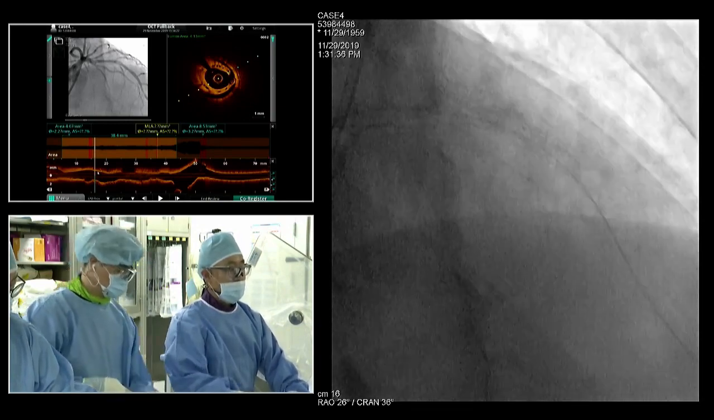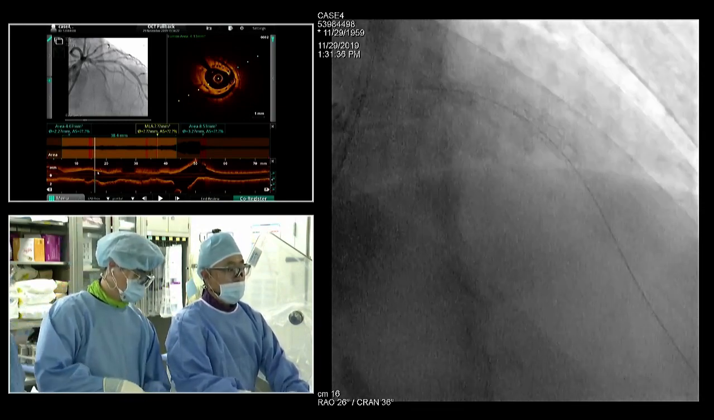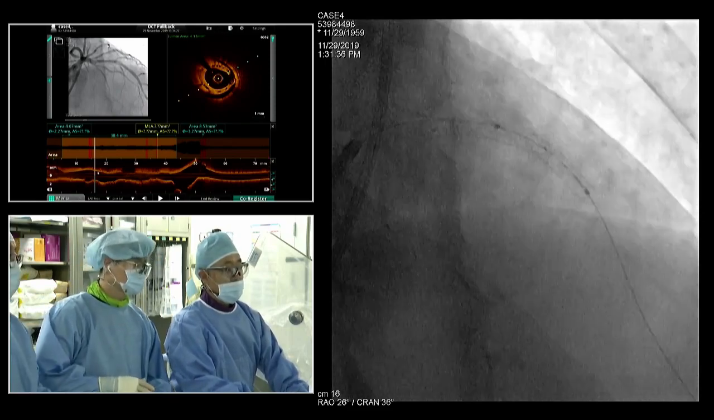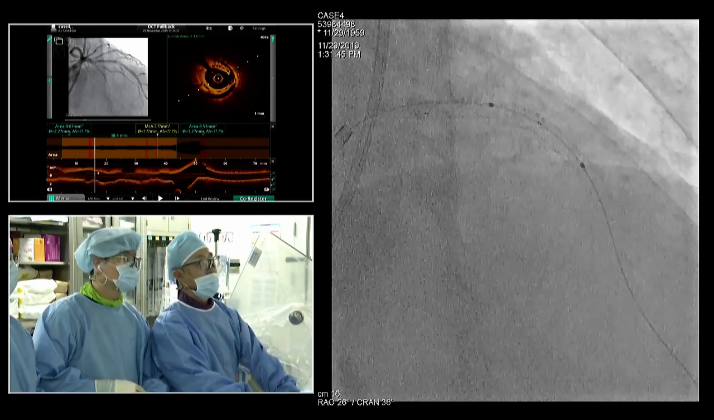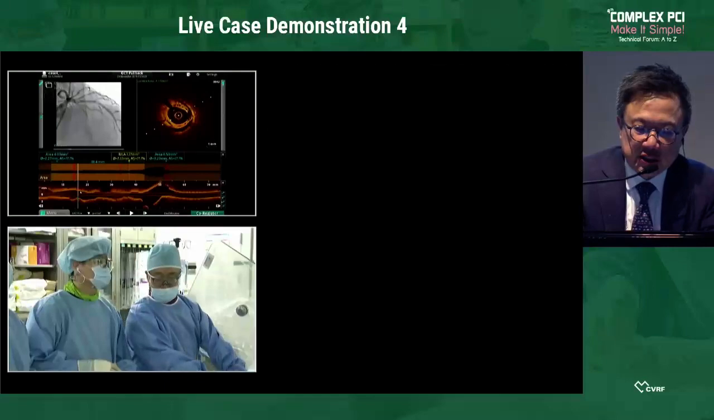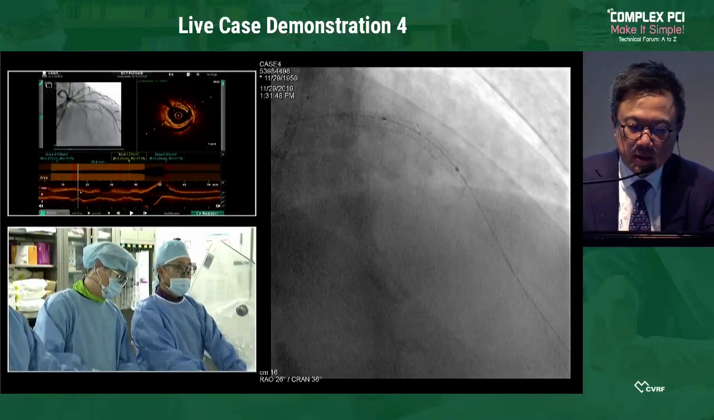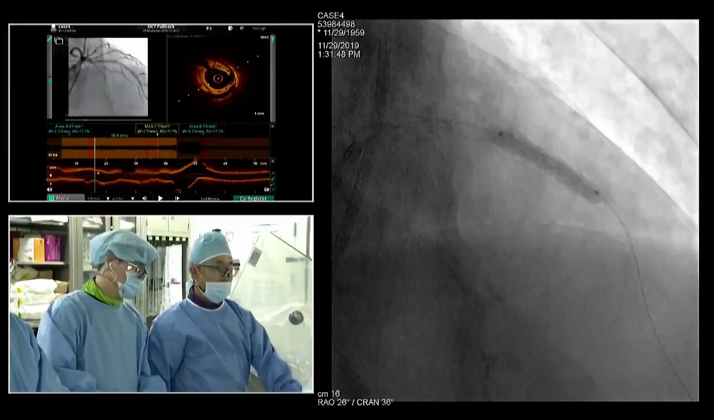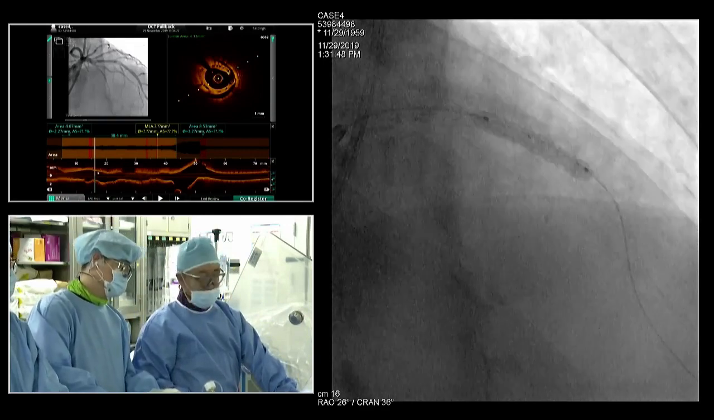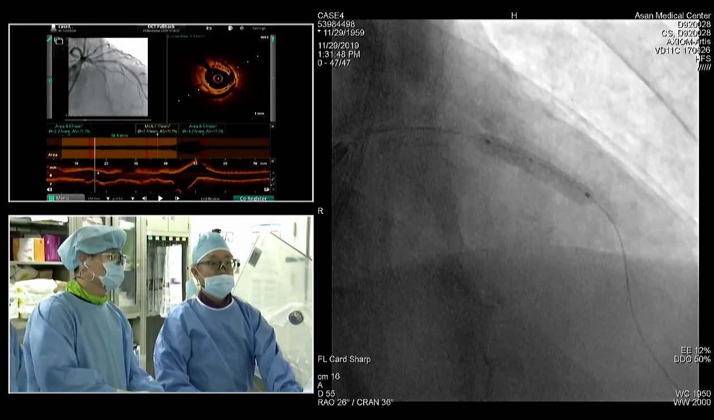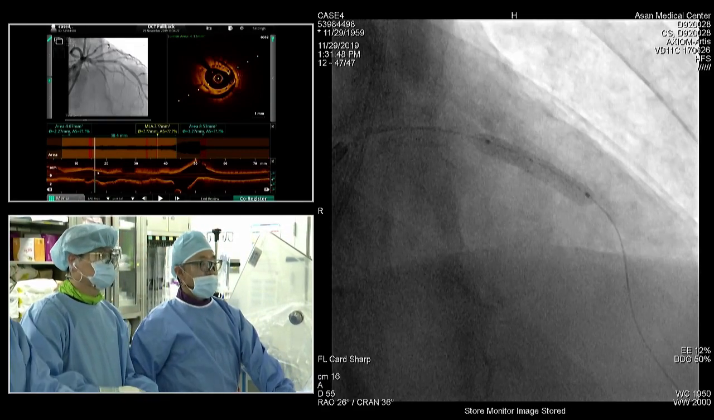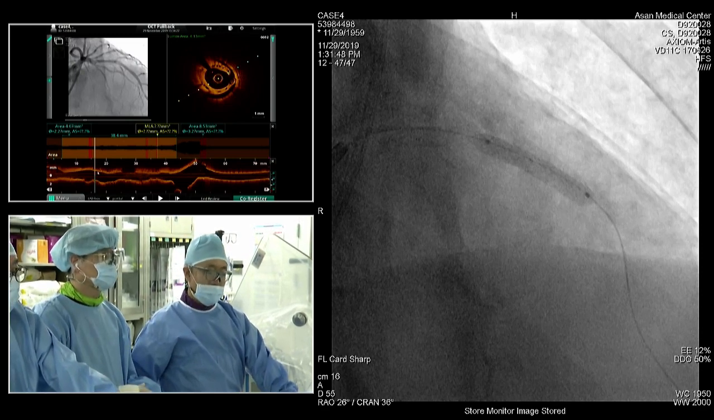So, okay, this is a 3.5 NC balloon. So, Do-Yoon, you're going to post-dilate and then do another OCT as your plan? I'm going to do it. Right. So we're going to go to Dr. Muramatsu's room to get started, and we'll come back to you to check the results, okay? Okay, thank you.